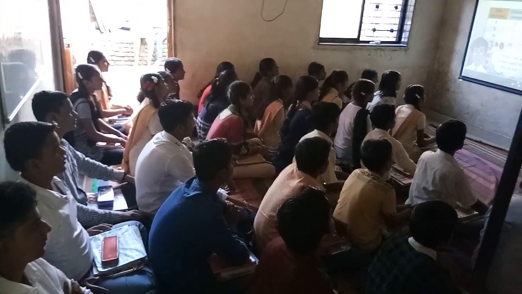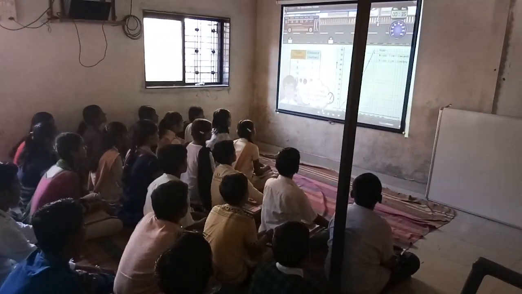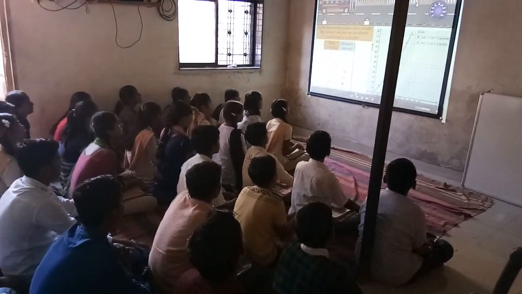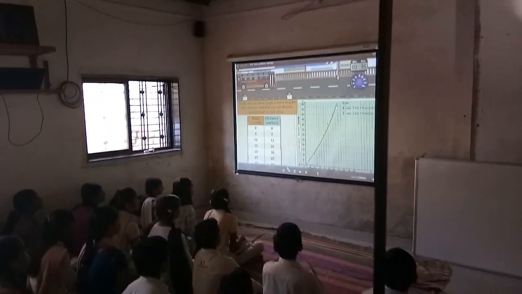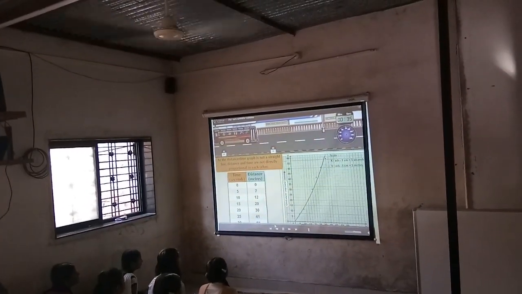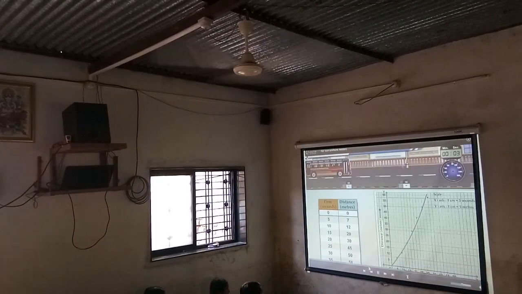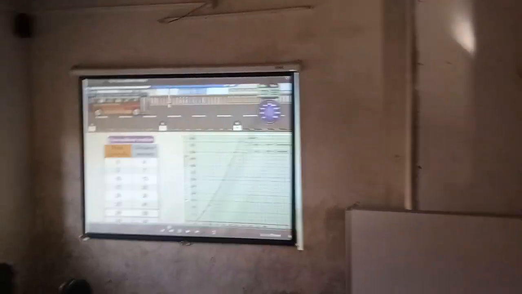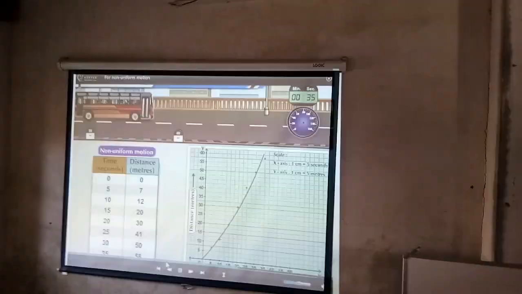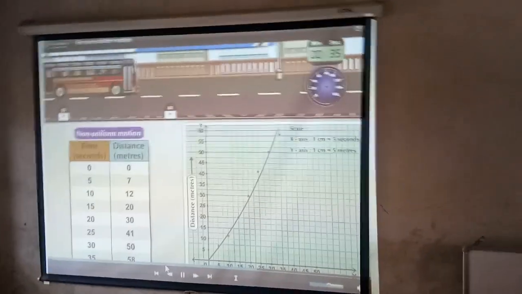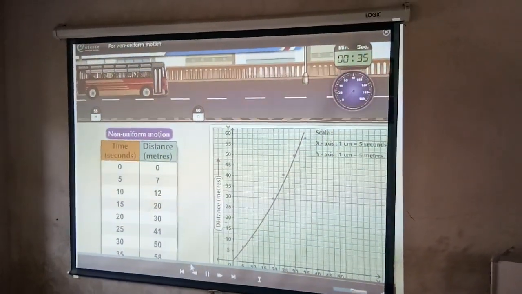What can you understand on observing this graph? Since the distance-time graph is not a straight line, we can say that there is no direct proportionality between distance and time. Here, the distance does not change uniformly with time. That is, it shows non-uniform motion. This is indicated by a curved line on the distance-time graph.